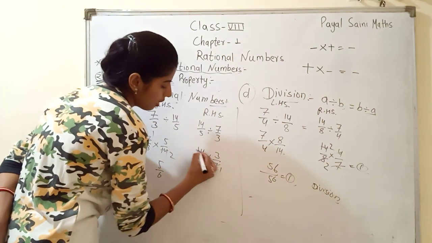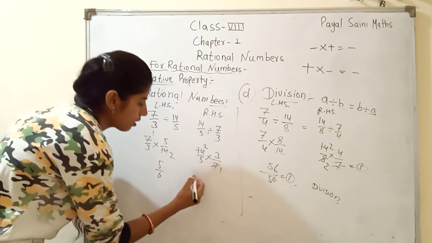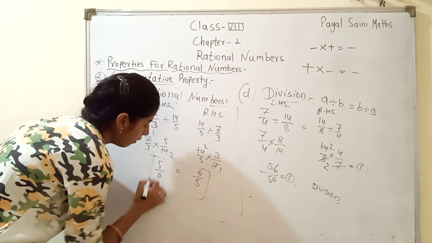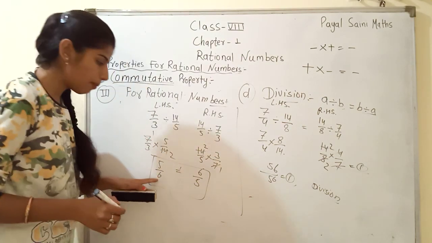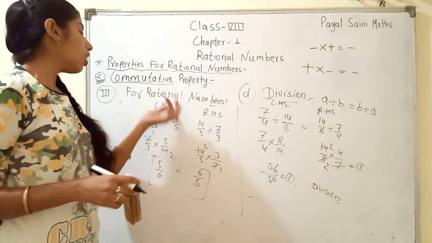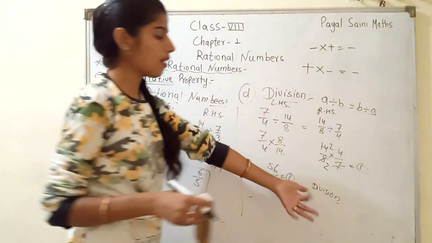Then 7 ones are 7 and 7 twos are 14. Then your answer is 2 threes are 6 and 5, then 6 by 5. Here, look: here is 5 by 6 and 6 by 5. It means some examples of division are not verified and some examples are verified.